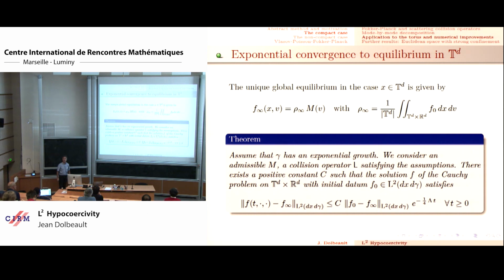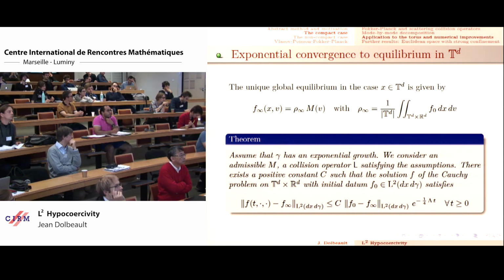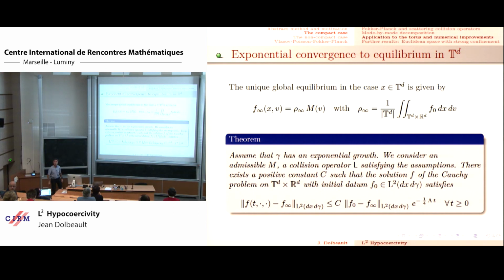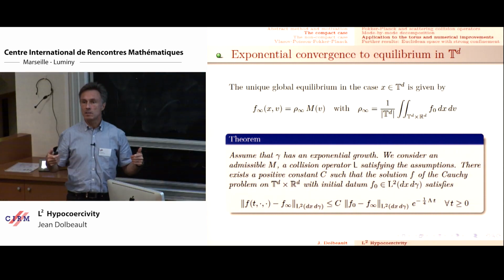Yeah? Sorry, could you just recall what gamma is? Oh, gamma, sorry. It's here, it's m dv or 1 over m, dv. Yeah, sorry. Yeah, thank you. Okay, so it is a result, and yes, that's a point. It's a Gaussian measure in velocities, which is a rather small space.